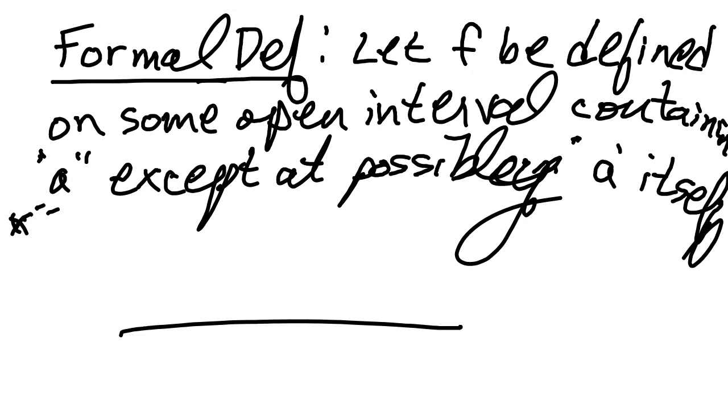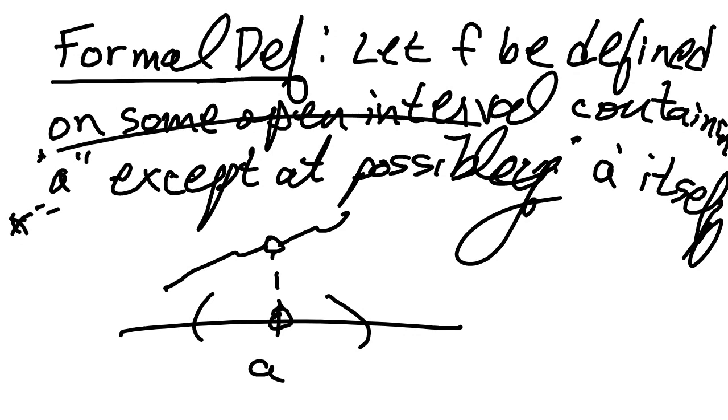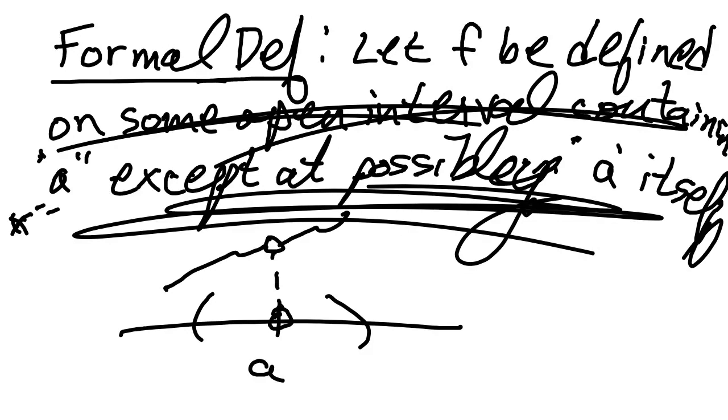So let's just look at a picture of that. Here's a. I have to be defined on some open interval around a except possibly at a. So I have to be defined to the right and to the left, and there are infinitely many places where I have to be defined. I don't care if I'm defined at x equals a. I don't like writing all this. This is hard for me.